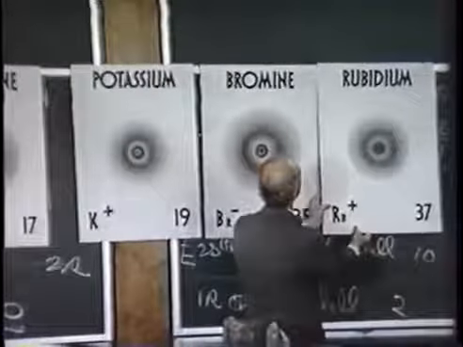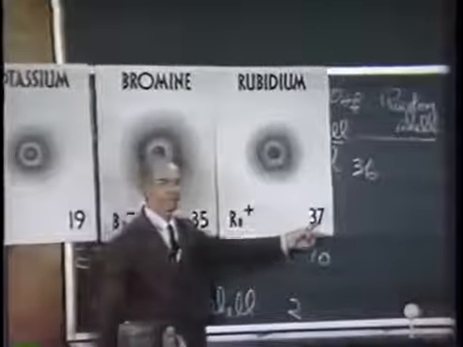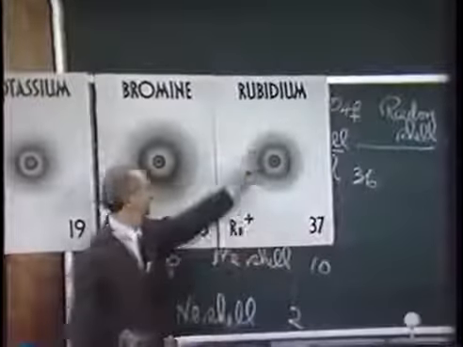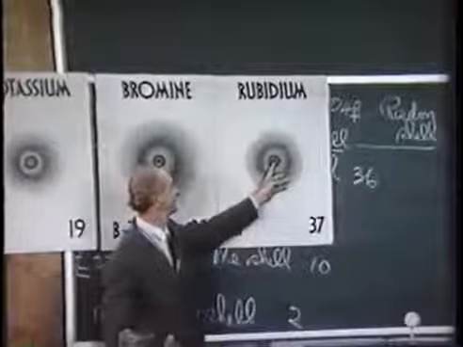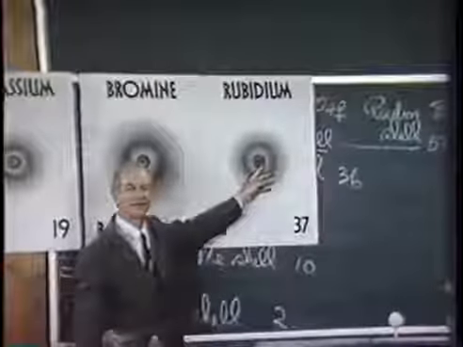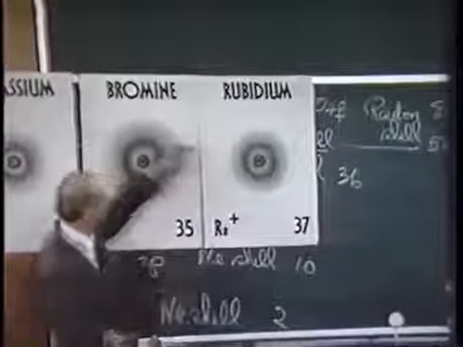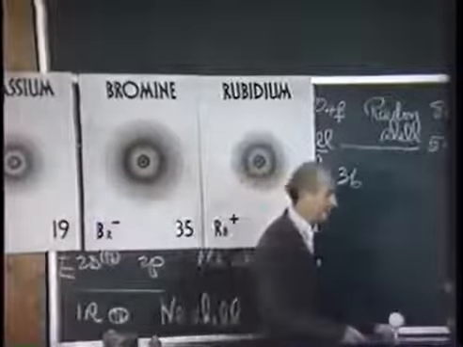Rubidium is the isoelectronic ion. 37 is its atomic number. It has lost 1 electron. The 36 electrons are arranged in the same shells, 2 in helium, 8 in neon, 8 in argon, 18 in the krypton shell, and the ion has shrunk in size compared with the bromide ion.